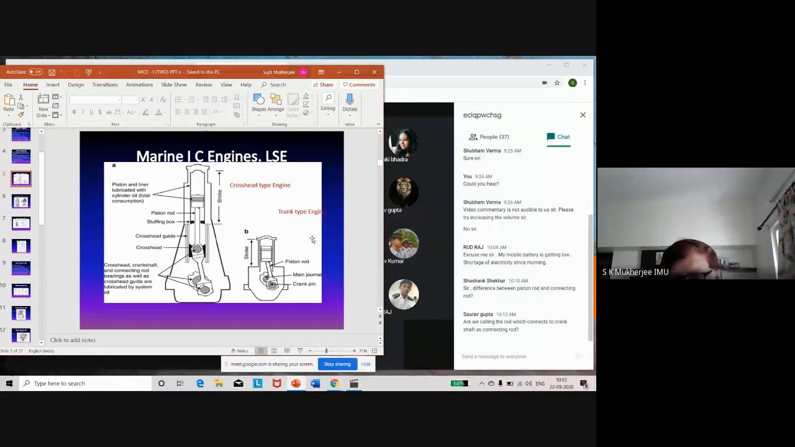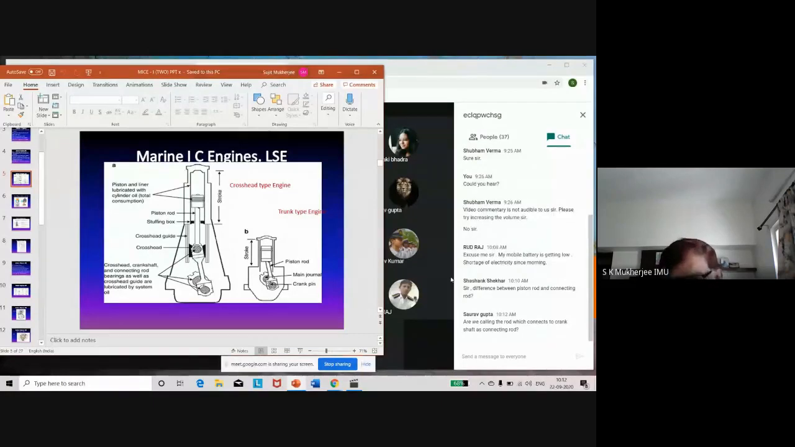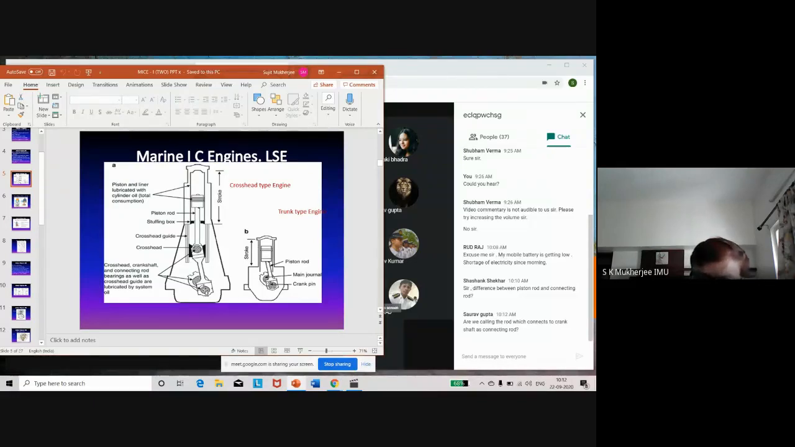Now, are we calling the rod which connects the crankshaft a connecting rod? Yes, we are calling the rod which connects the crankshaft to the gudgeon pin, or the rod connecting the crankshaft to the crosshead, the connecting rod. The short form is con rod, and that connects either the gudgeon pin of the piston to the crank, or the crosshead to the crank. These are all connecting rods. Piston rod is something that is fixed rigidly to the piston. This is the piston rod. This is not a piston rod.